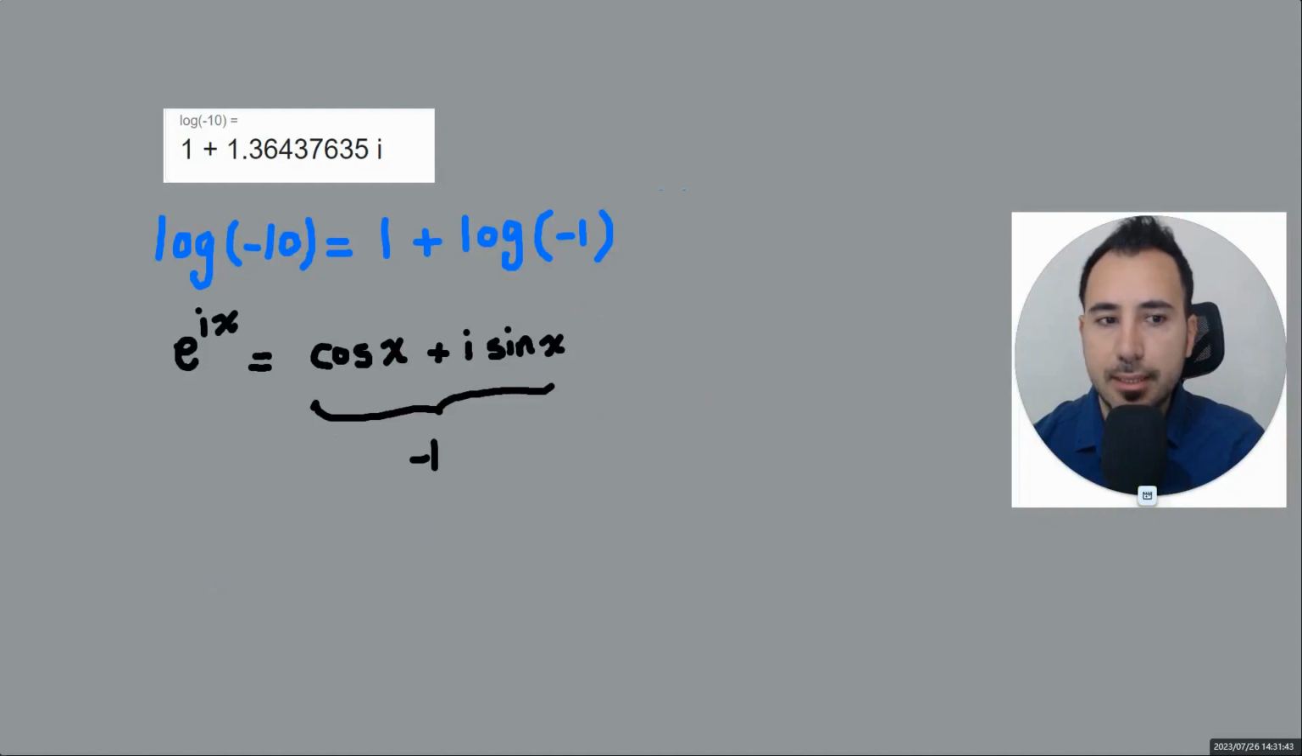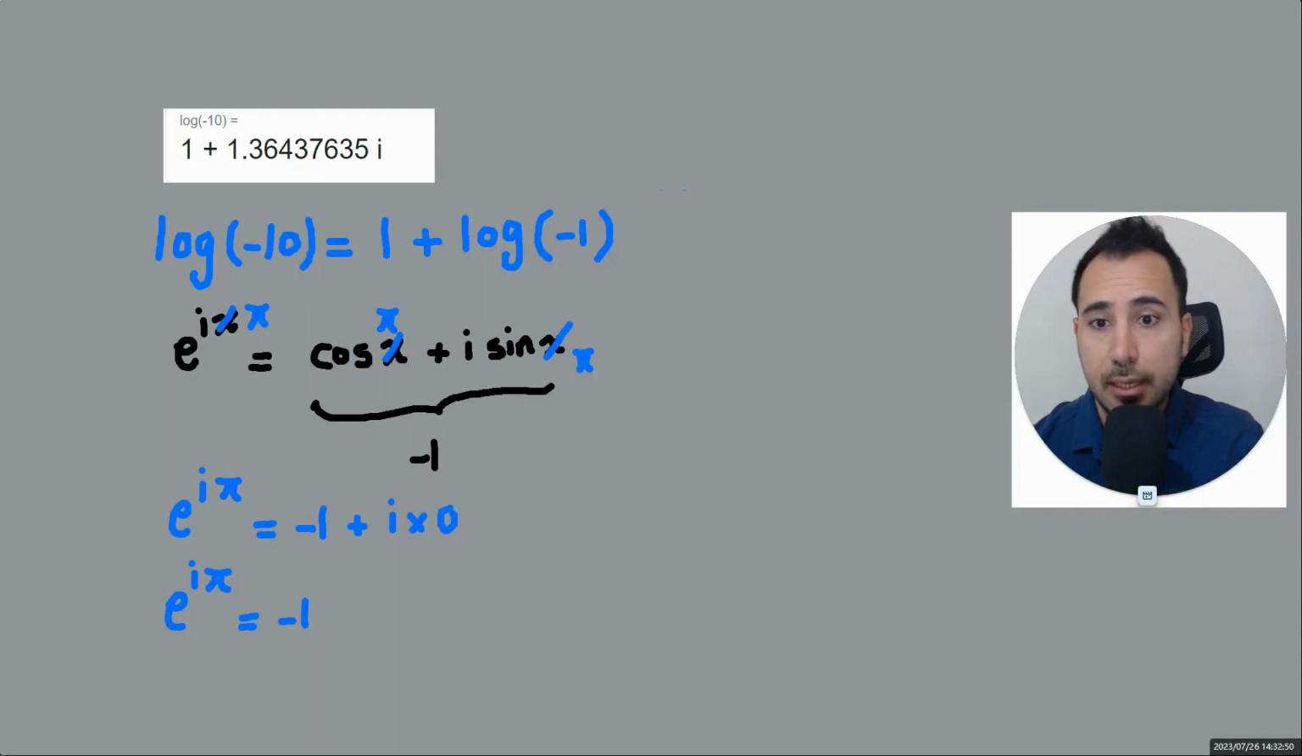Now, if this right-hand side is equal to negative 1, then we could take this part and replace it by this negative 1 over here. So I'm going to write pi here, here, and here. Remember, you cannot use degrees with Euler's formula. You need to use radians. So we're going to have it like this. The right-hand side will be cosine pi, which is negative 1, plus i times sine pi, which is 0. This is also known as Euler's identity.